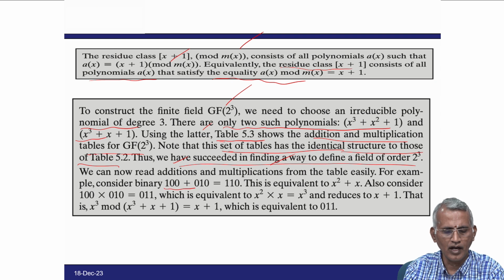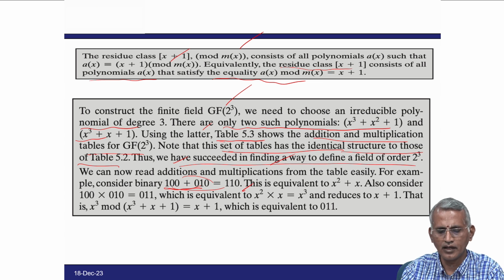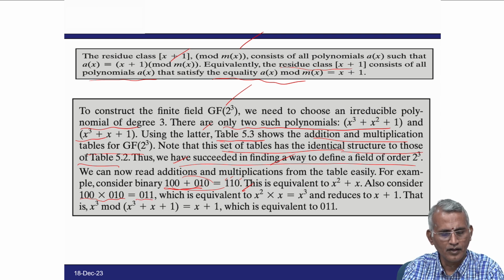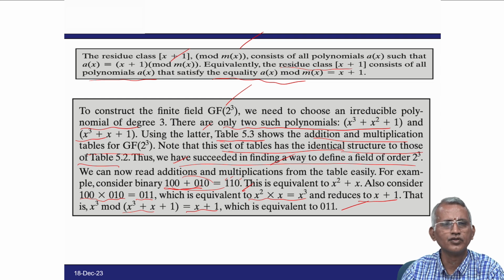For example, you have 100 plus 010, which is 011. This is equivalent to the polynomial x square, x, and then constant, no constant, therefore x square plus x. So, if you multiply 100 into 010, the net value is 011, normal multiplication, and then binary bits you have to do. The result is x square into x is x cube, and it reduces to x plus 1 because the factor x cube plus x plus 1 can be written as x plus 1. So, it is equivalent to 011.